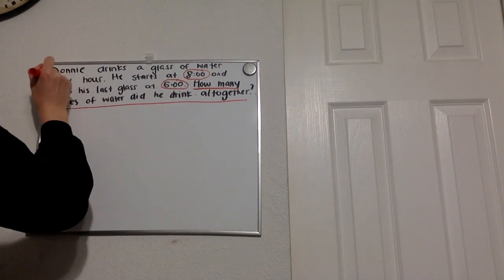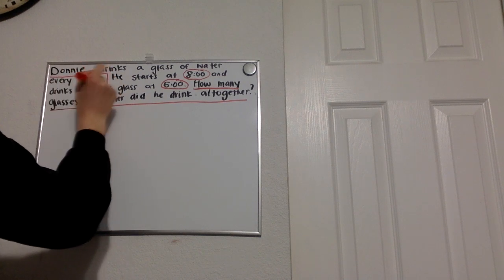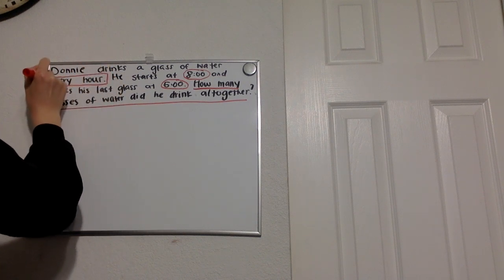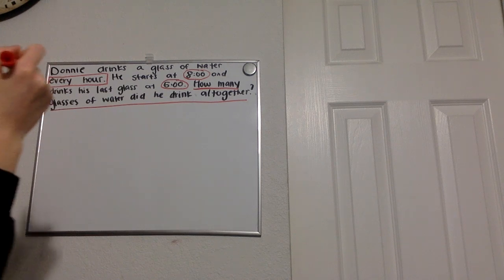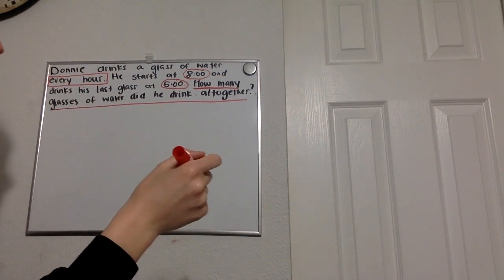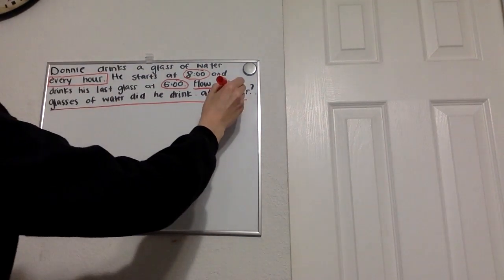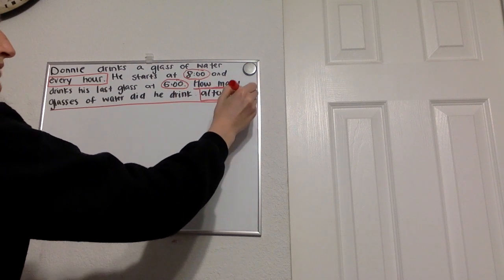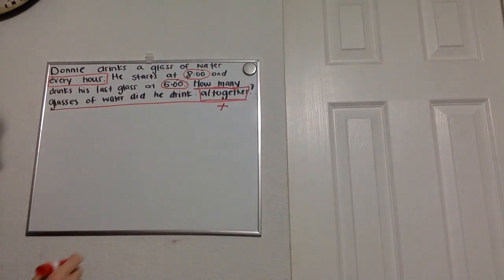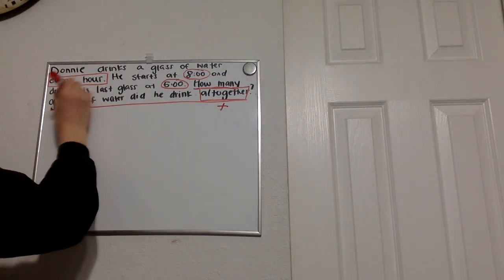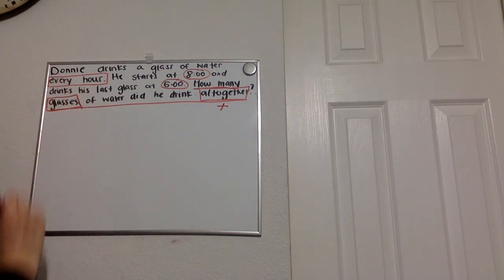First, he drinks a glass every hour. So when I'm making my number line, I know I'm going to have to put in hour increments. Another key thing is all together, so I know I'm going to be adding. And lastly, I need to know how many glasses, so I'm looking for an amount, okay? So let's get started making our number line, and this is how we're going to do it.